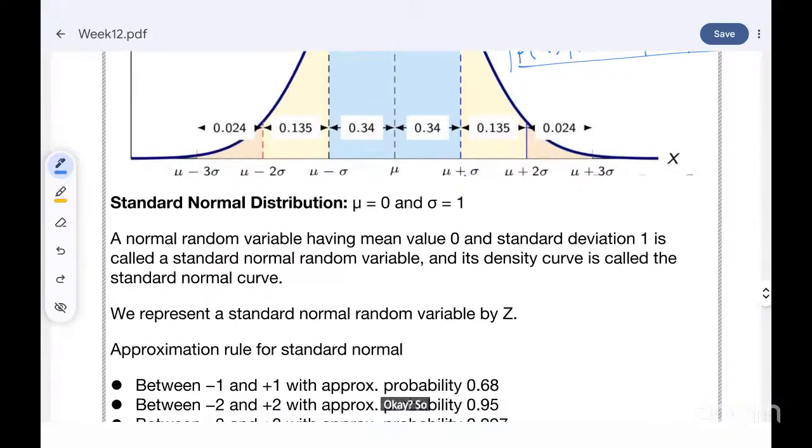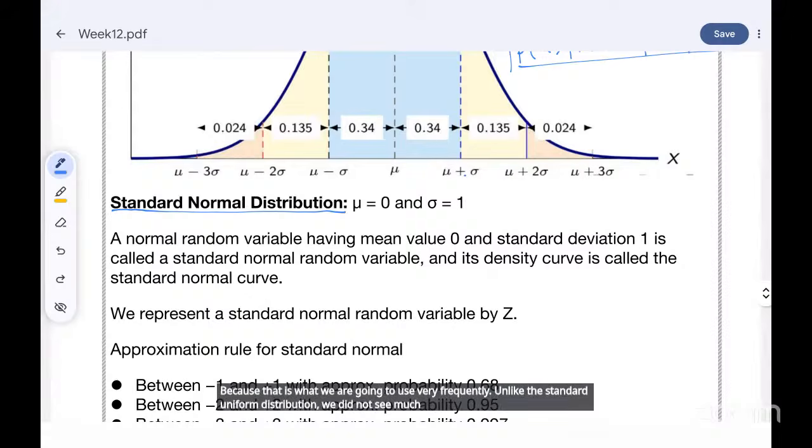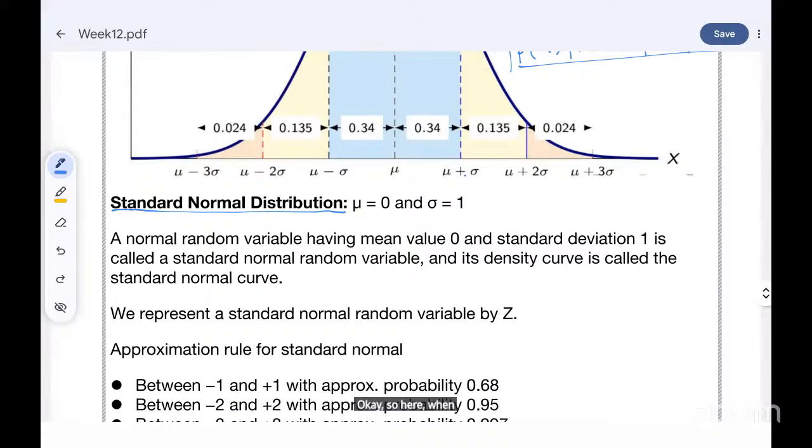Okay, so the standard normal distribution is the next thing, which is very, very important because that is what we are going to use very frequently. Unlike the standard uniform distribution, which we did not see much application of later on, the standard normal distribution is really important from now on. When mu is equal to 0 and sigma is equal to 1, a normal random variable having mean 0 and standard deviation 1 is called a standard normal variable, and it is represented by Z.